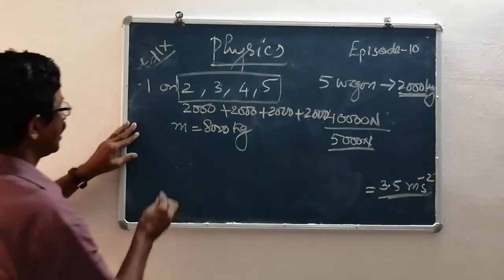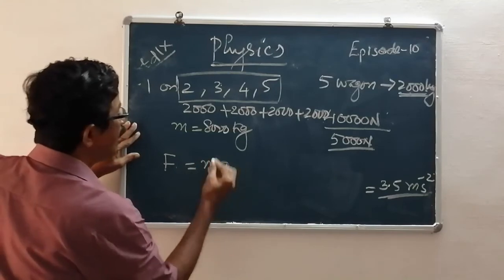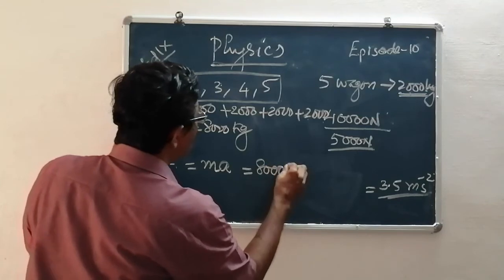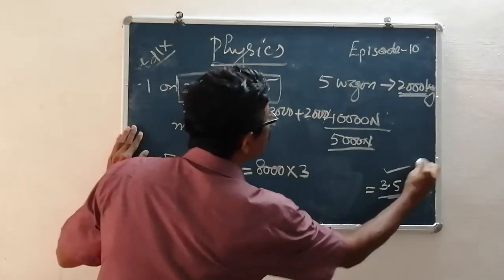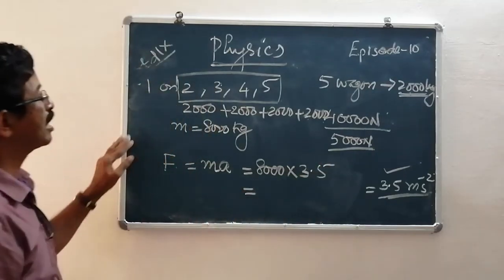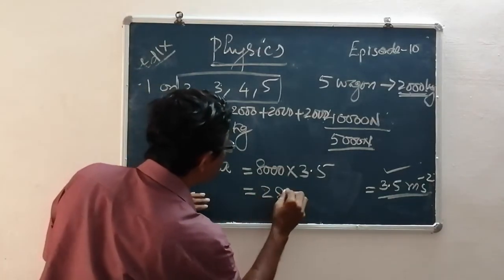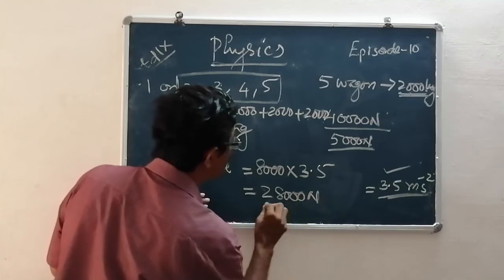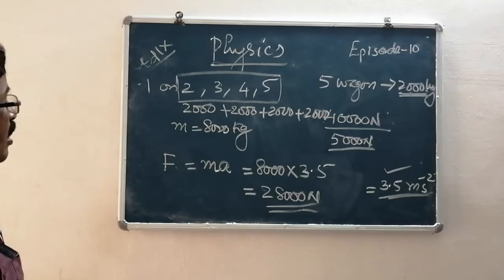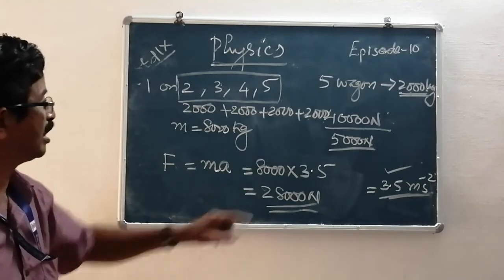So force exerted by first wagon on second, F is equal to m into a. M is how much? 8,000 into a, 3.5 that is given here. When we multiply 8,000 with 3.5, how much will it come? 28,000. It will come as 28,000 Newton. This is the force exerted by the first wagon on the second wagon.